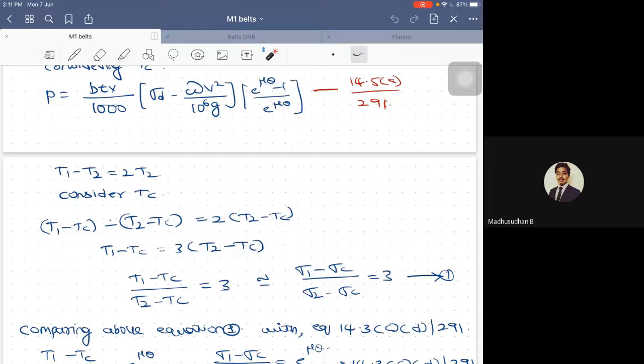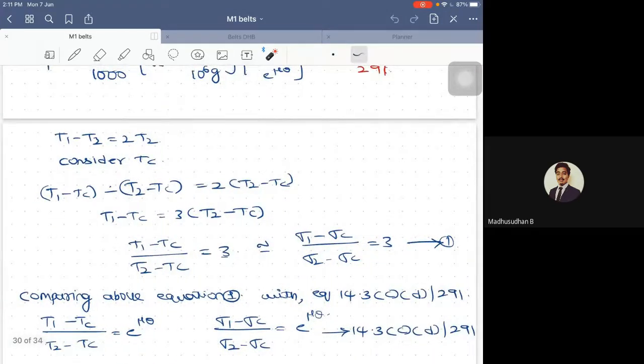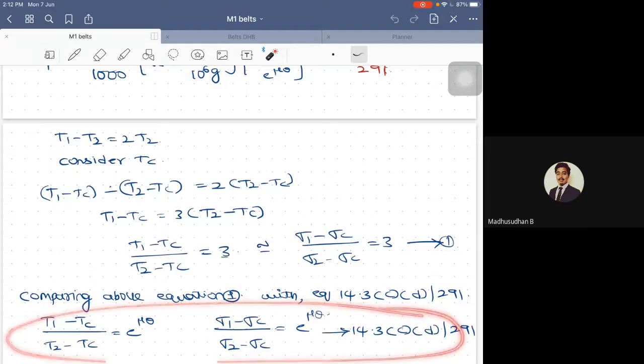Now what you have to do is go to equation number 14.3 C or D on page number 291. There you can find these two expressions, where it says T1 minus Tc divided by T2 minus Tc is equal to e to the power of mu theta, and sigma 1 minus sigma c divided by sigma 2 minus sigma c is equal to e to the power of mu theta. Now I want you all to compare equation number 1 which we have framed and equations 14.3 C and D in the data handbook. By comparing these two equations, what inference can you get?